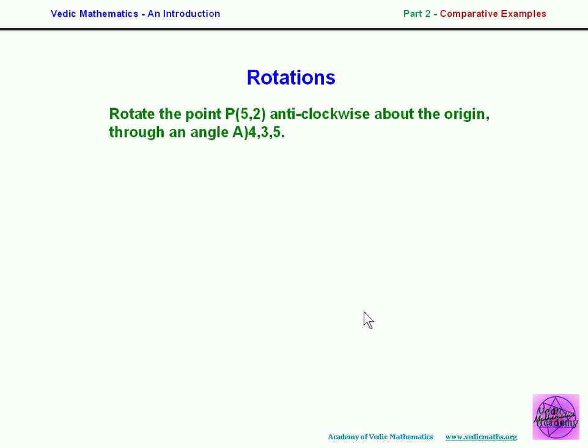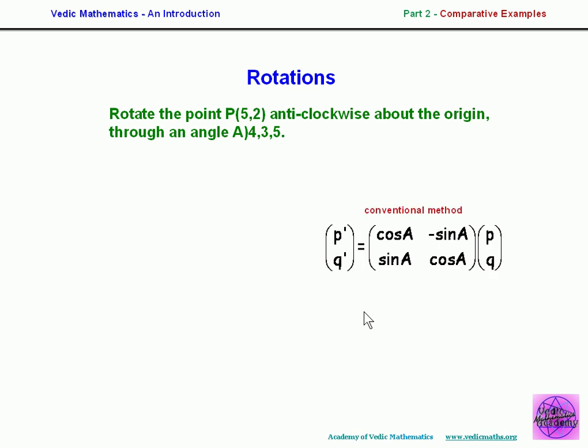Rotations 2, you're asked to rotate a point anticlockwise about the origin through the angle in the triple 4, 3, 5. By the conventional method, you would have to apply this formula using matrices. That's the most common method. So A is the angle, P and Q are the coordinates of the point you're rotating. And so you have to know the formula, you have to know how to multiply the matrix by the coordinates, and then you have to work it all out. In the Vedic system, we can use our triples again, and simply by adding those 2 triples, you can get the answer straight away, vertically and crosswise.